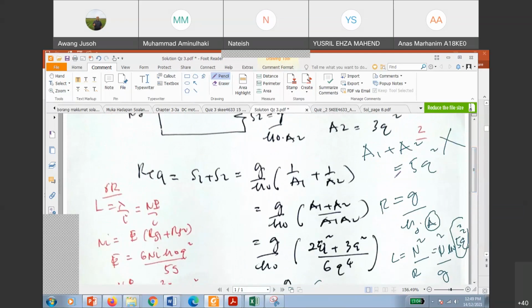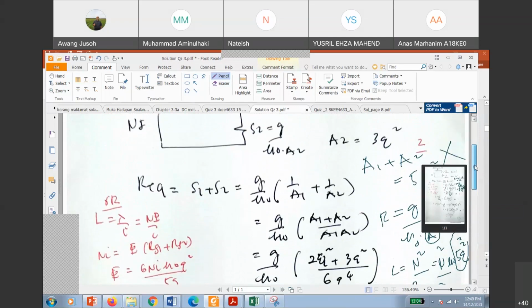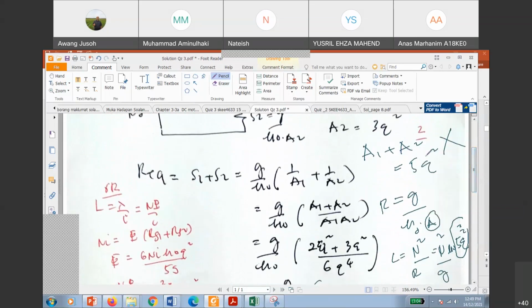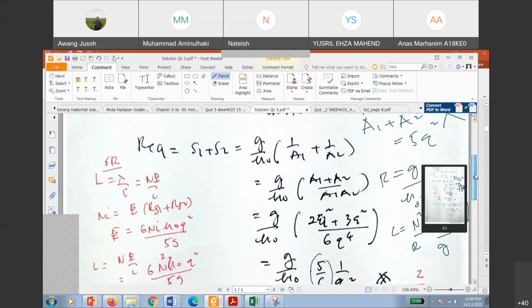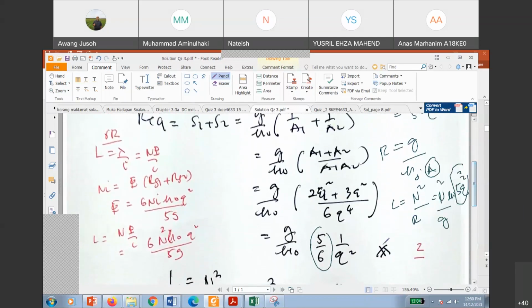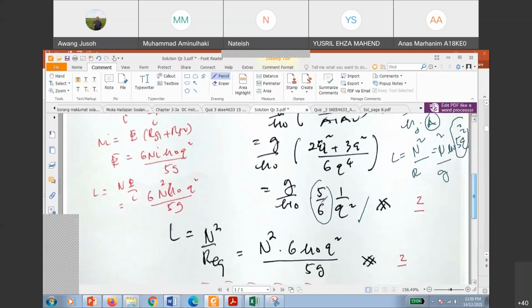Luckily it's a quiz. In a test, you would lose a lot of marks, maybe half the marks, maybe you would fail the test. So don't repeat the same mistake. You cannot just say cross section A equals A1 plus A2. You have to do it properly, one by one. This is the first thing I want to mention. This is your S, this is your R total, then L total equals N squared over R equivalent.